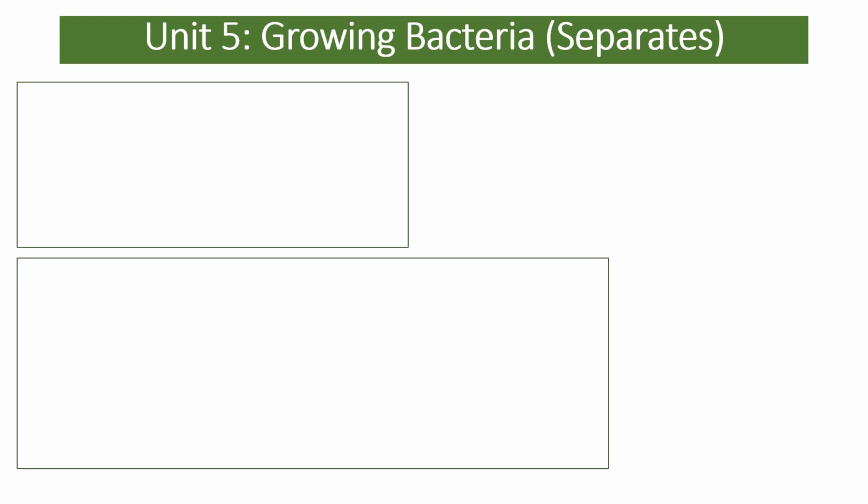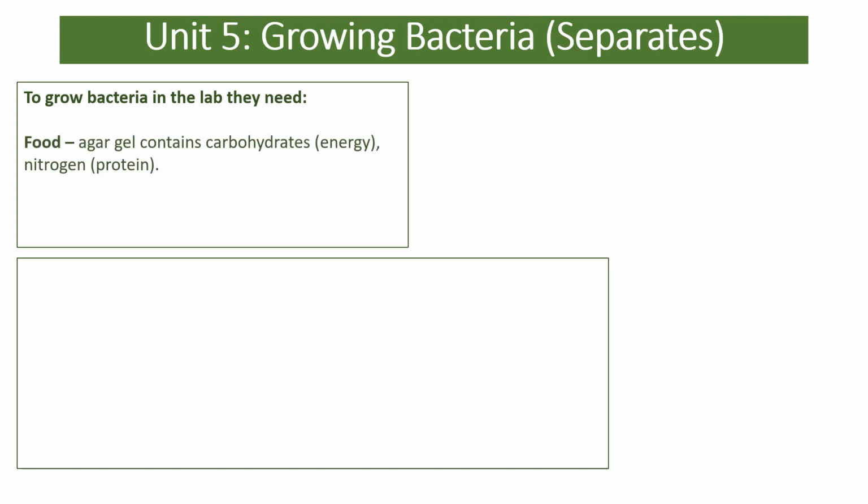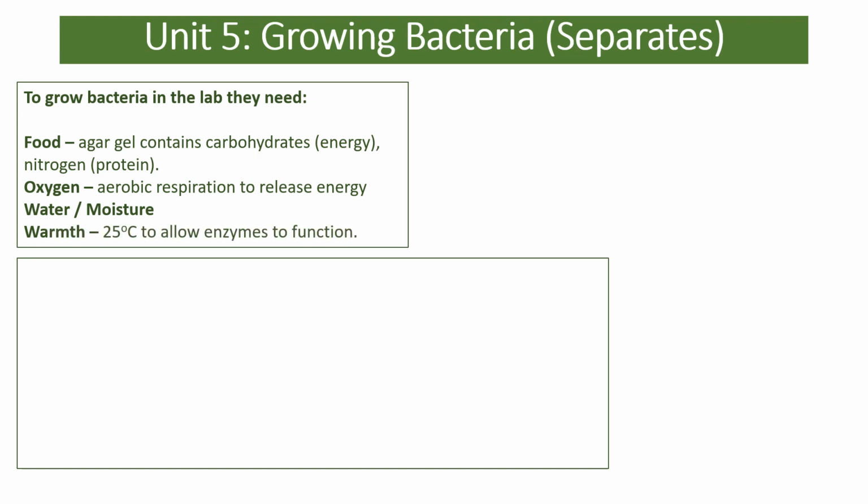Now, for separate science students, you also need to know in separate biology about how we grow bacteria, to study bacteria in the lab to help us understand them, or maybe to diagnose diseases. In order for bacteria to grow in the lab, they would need food. This is provided through agar gel, and it contains things like carbohydrates for energy, liquid water, and nitrogen, which allows the bacteria to make protein. It contains oxygen, because bacteria generally grow better using aerobic respiration. It will contain moisture and water to keep the bacteria alive, and it will need to be warm.